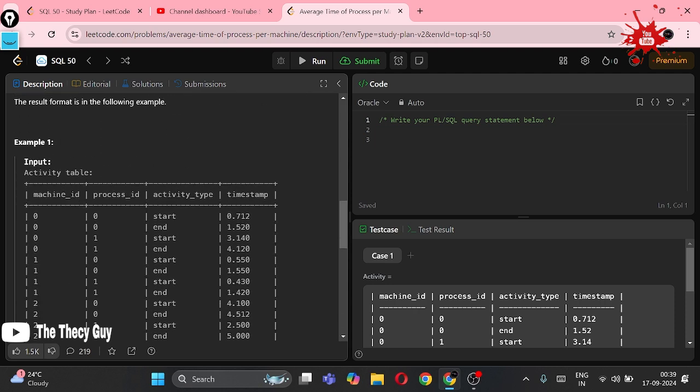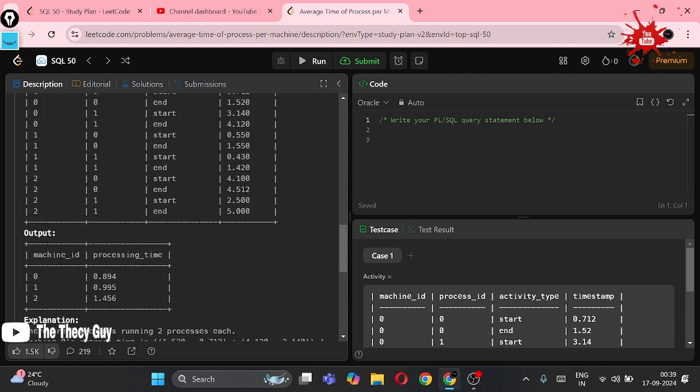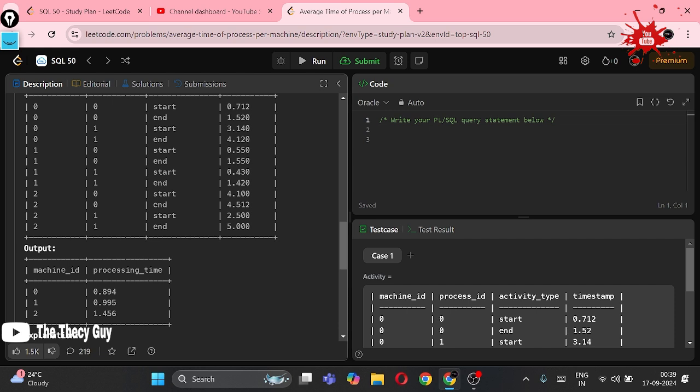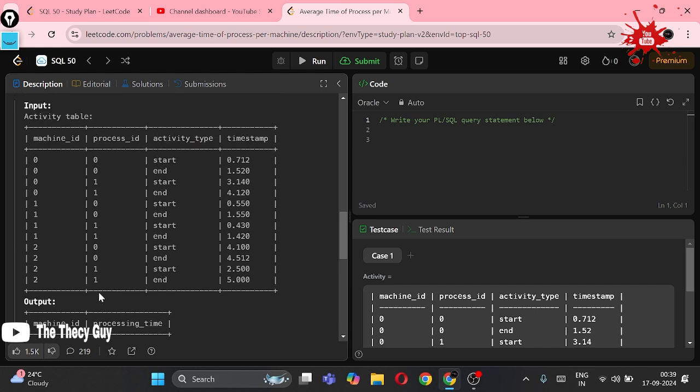That means we want the machine ID, so 0 is the machine ID, and for this we want the average processing time. So what is the average processing time? End minus start for each process, these get added together, and the count is 2, so we divide by 2.